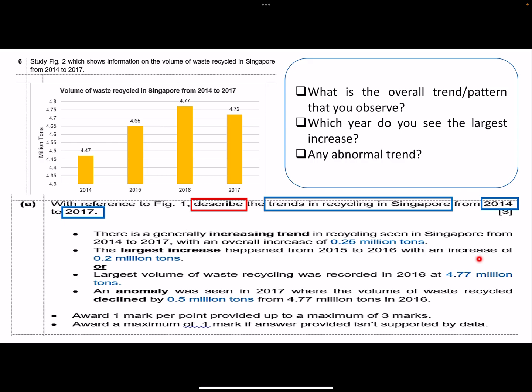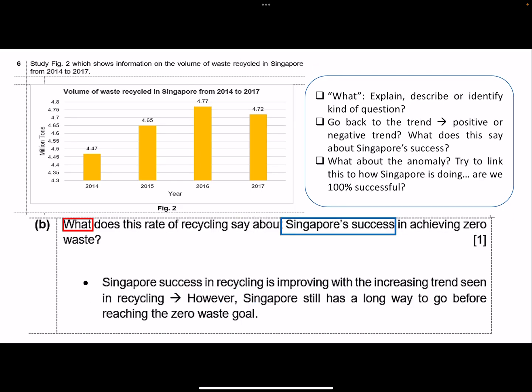Okay, reaching a maximum of 4.77 million tons in 2016. Right, that shows me that you understand that it has increased. However, it has decreased from 2016 to 2017 by 0.05 million tons. So the shape of the graph will be complete in my head. Okay, so keep this in mind, right?